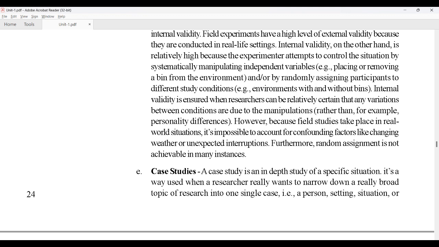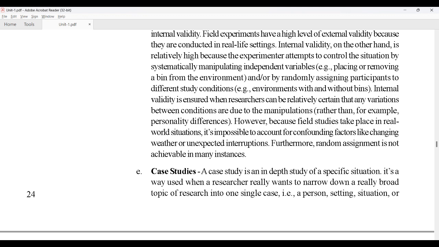However, because field studies take place in real-world situations, it's impossible to account for confounding factors like changing weather or unexpected interruptions. Furthermore, random assignment is not achievable in many instances. E. Case studies. A case study is an in-depth study of a specific situation.